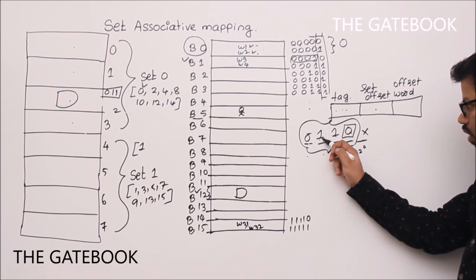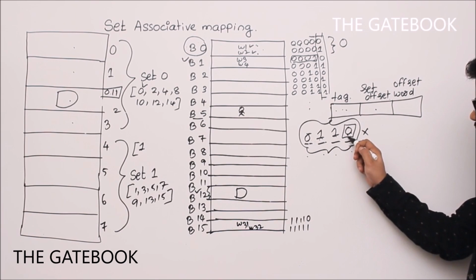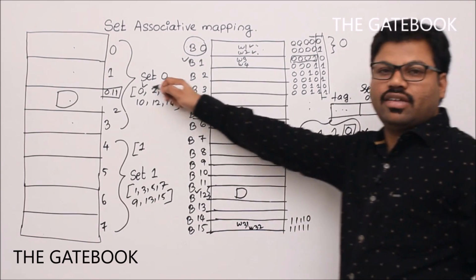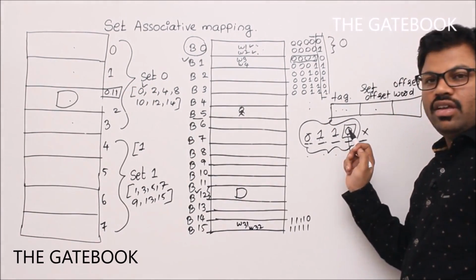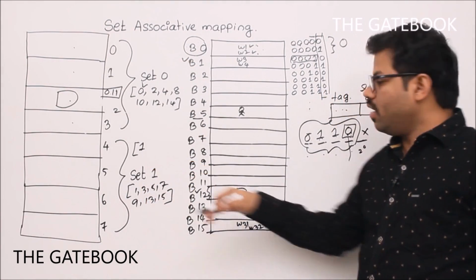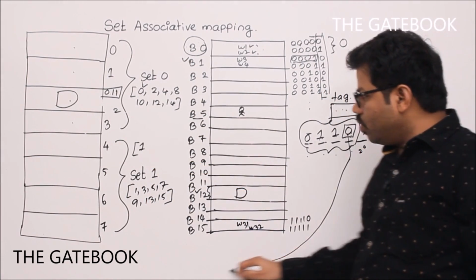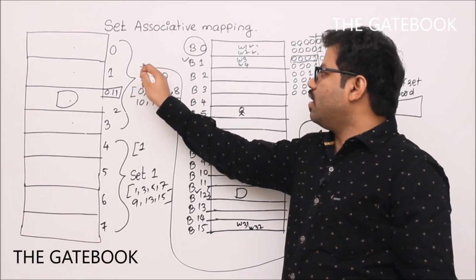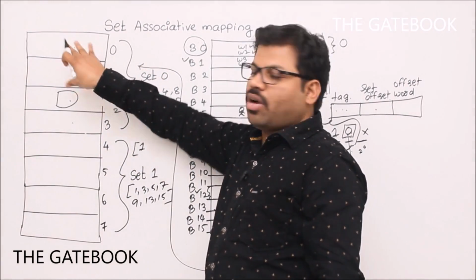Then this 011 will be looked at. Then this 0 will index to the right set. This is the set index, okay? So using 0 you will index into the right set. Then this 0 will index you to this set. Then you will come to this group of 4 blocks.